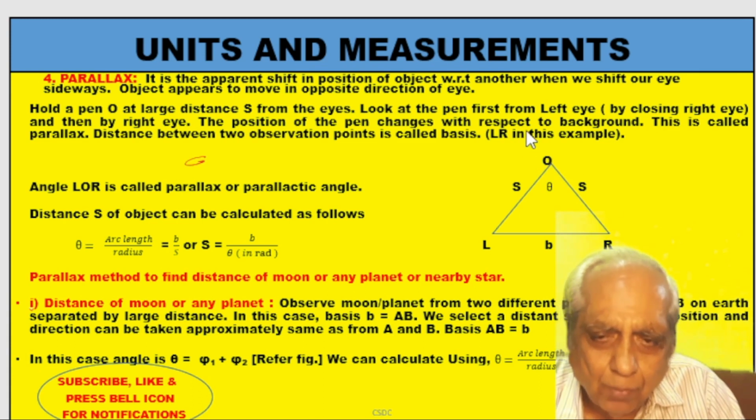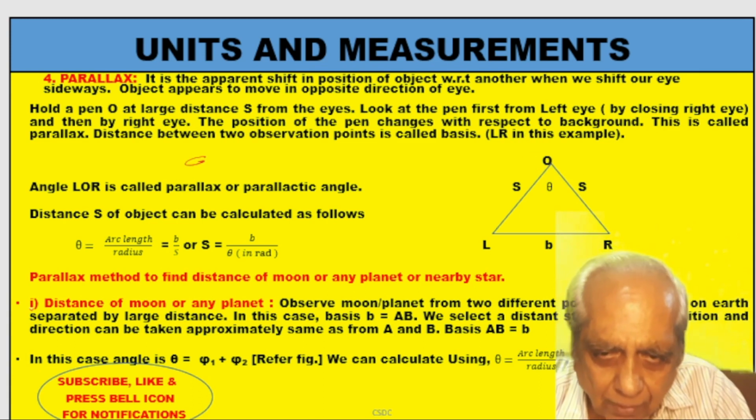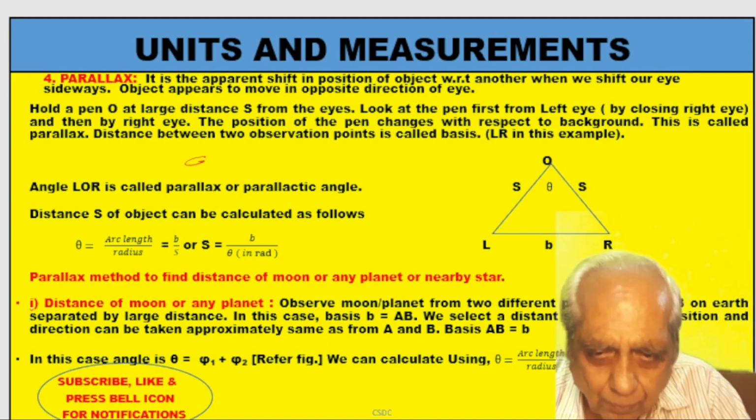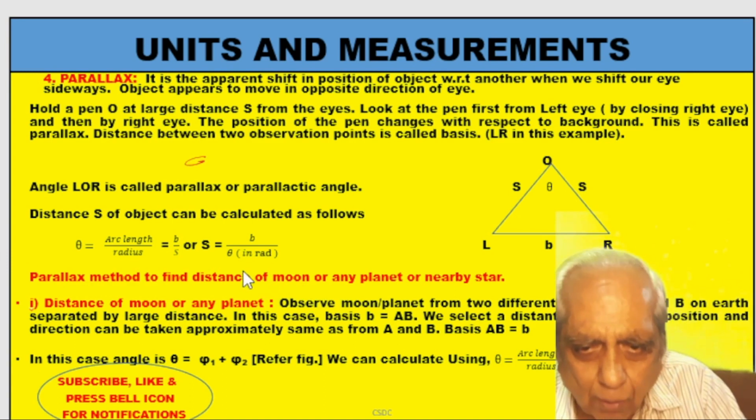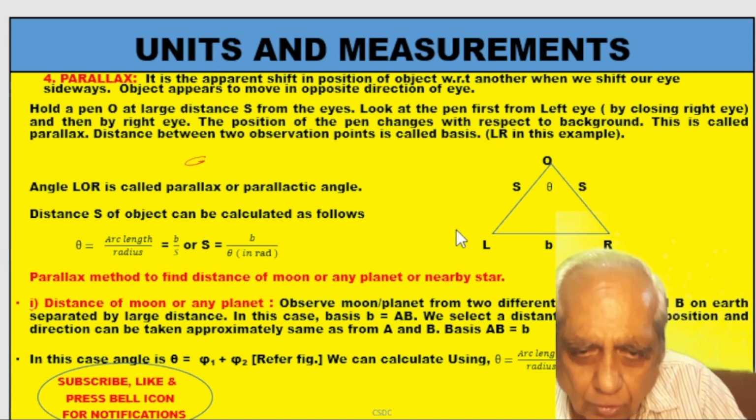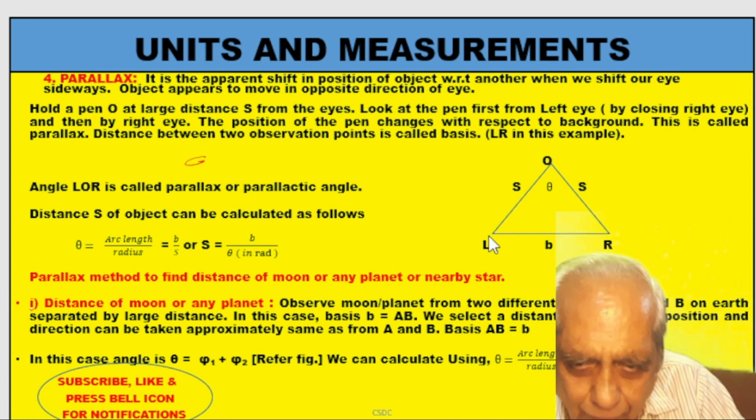So when seen from different positions, when we are seeing with both eyes but from different positions, then also we will see in this manner. So this is called parallax. Now when I am seeing from the left side, from this side to O, then my light ray is going in this direction. When I see from the right, it is going in this direction.